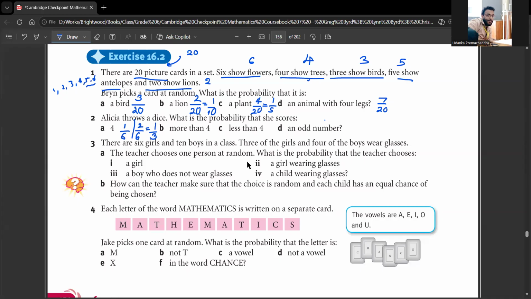Less than four. It may be 1, 2, 3. Less than four. It's 1, 2, 3. There are three values out of six. When you divide by three, it's 1/2. 1/2.